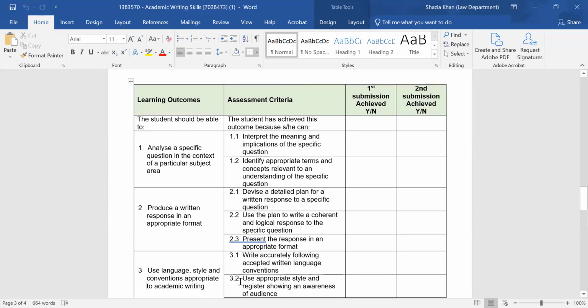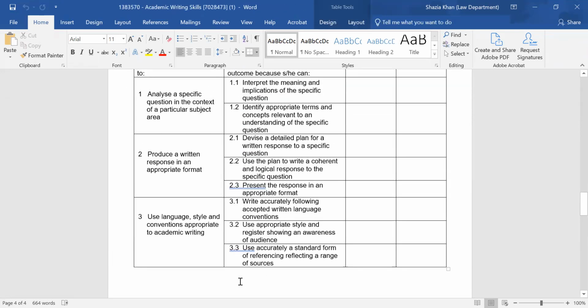Then number 2, learning outcome 2, you need to produce a written response in an appropriate format. Here you need to devise, in 2.1, a detailed plan for a written response to a specific question. 2.2, you need to present the response in an appropriate format. Then 2.3, present a logical response to the specific question.